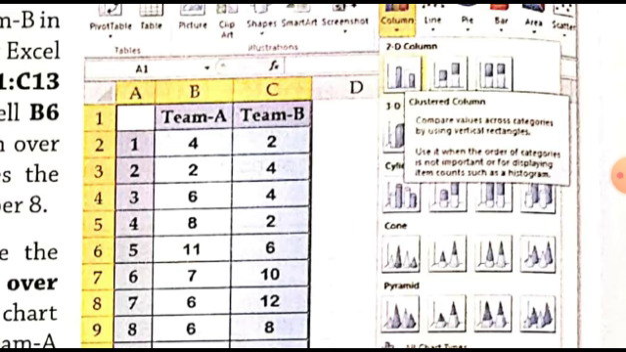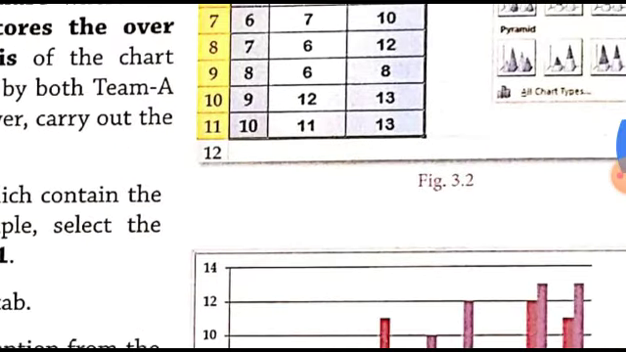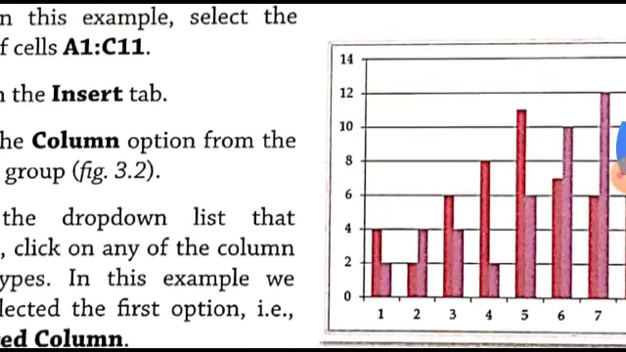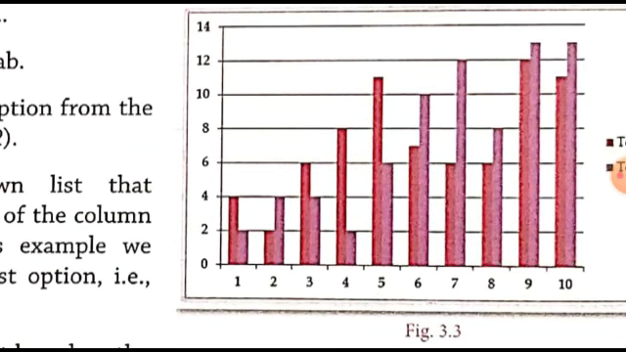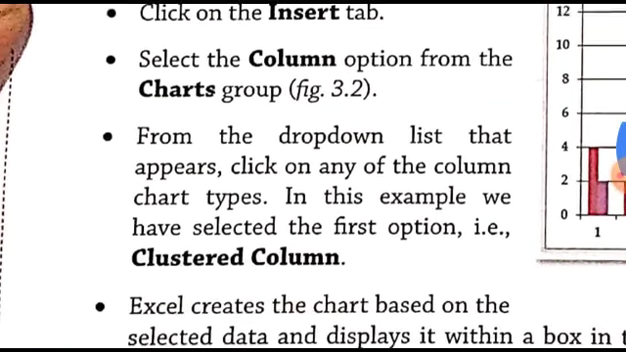In the clustered columns, we can compare between different values across different categories by using vertical rectangles. So here it will be using vertical rectangles for comparing the values of different categories. Here you can see the vertical rectangles being displayed in the chart. Okay, so let us see what is the option here.